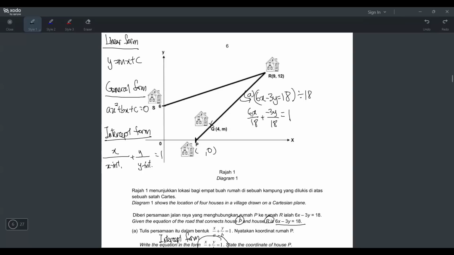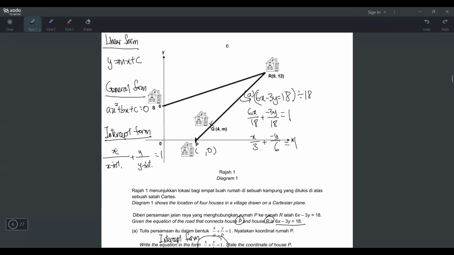All right, now you can simplify. This one can cut. So 6 over 18, if you simplify, you will get x over 3, because 6 over 18, when you divide by 6, you get 3, right? Plus, what about 3 and 18? Yep, you can simplify also. You get negative y over 6, because 3 divided by 3 is 1, 18 divided by 3 is 6, right? Equals 1. Okay, this is not intercept form.